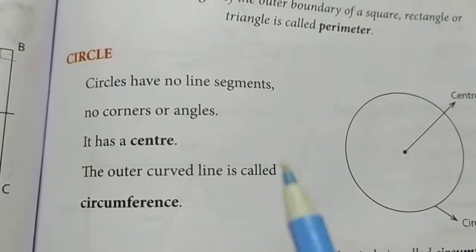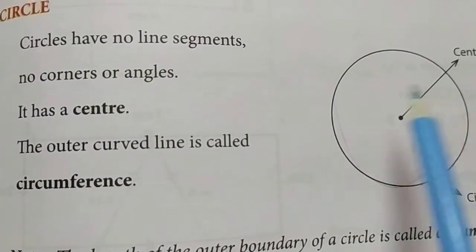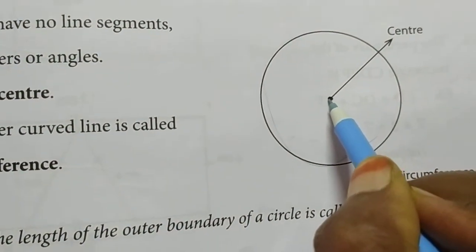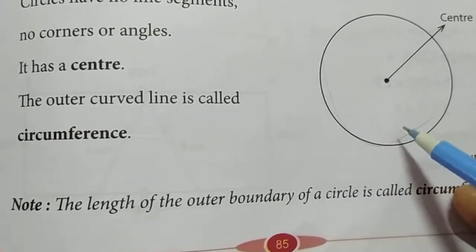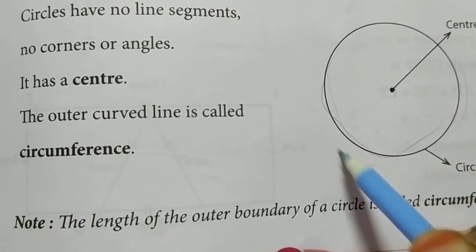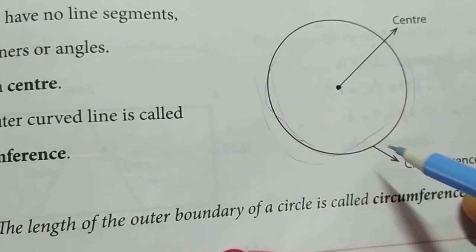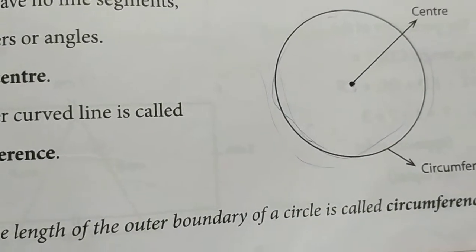Now about a circle. See, in a circle we don't have any line segments, no corners and no angles. It has only a center, and the curved line, this is called as the circumference. The outer boundary of the circle is called as a circumference. Understood, children? Now next page.